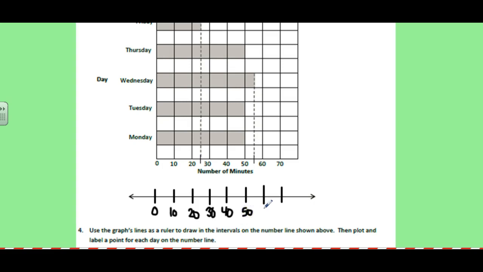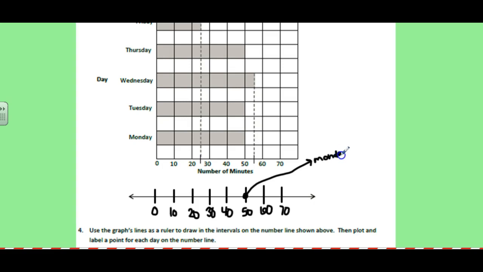So it says, then plot and label a point for each day on the number line. So we're going to have to look at the bar graph to see what Monday was, and Tuesday, and Wednesday, and Thursday, and Friday, and we're going to plot a point. So it's kind of like what we did with fractions, but we're just doing it with a bar graph. So Monday, whenever we're looking at it, we follow the bar graph horizontally, and it goes all the way to 50. So I'm going to put a dot right here, and I'm actually going to draw a line out, and I'm going to put that this was Monday. And you need to do the same thing on your paper.